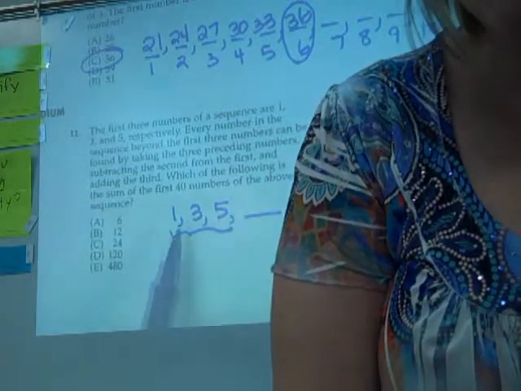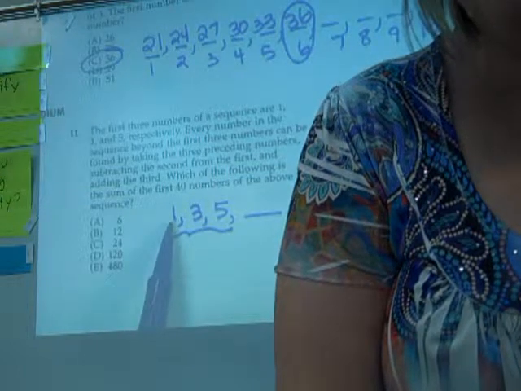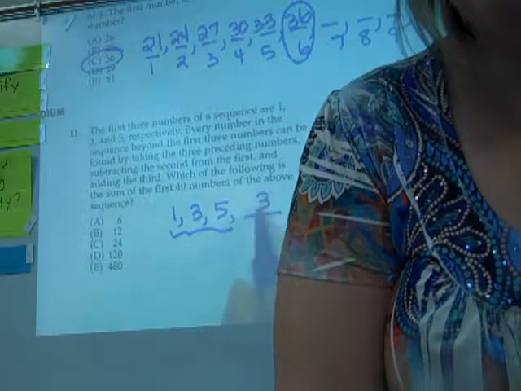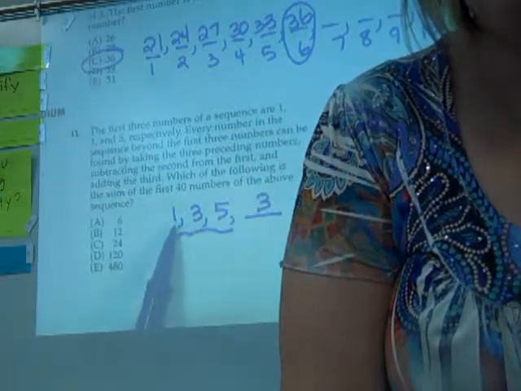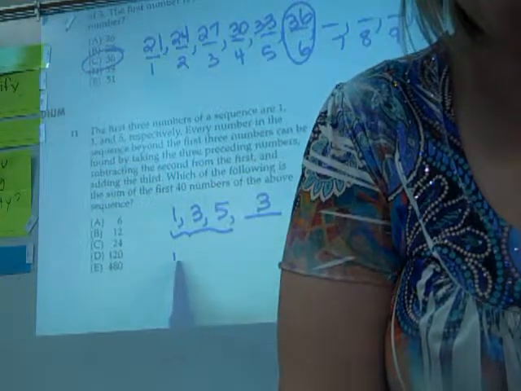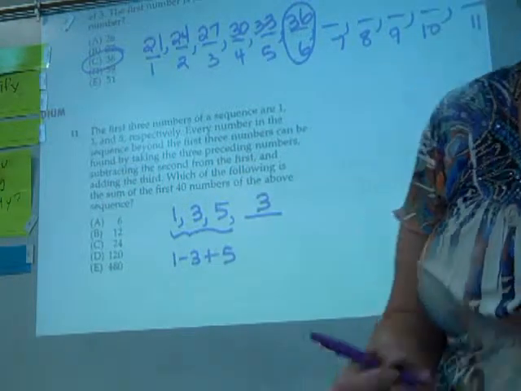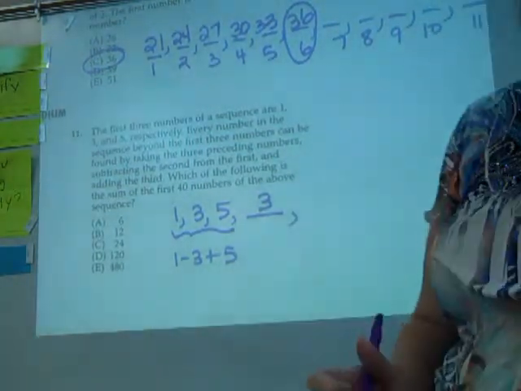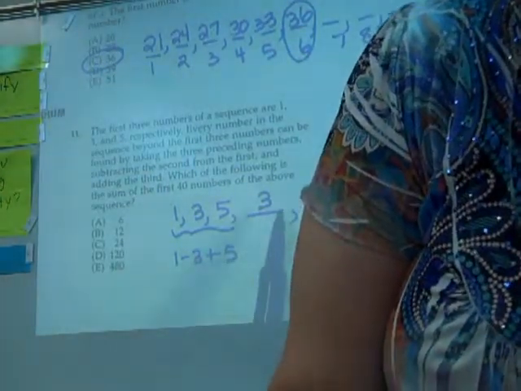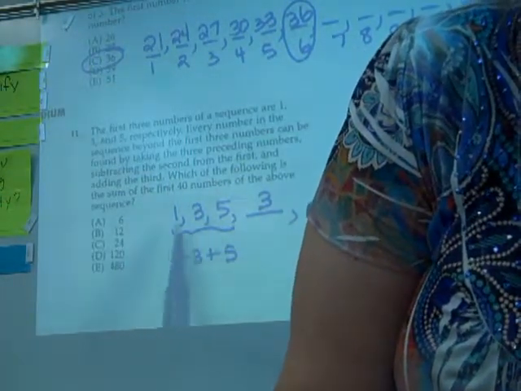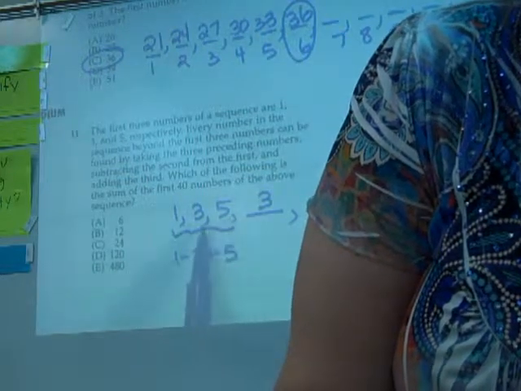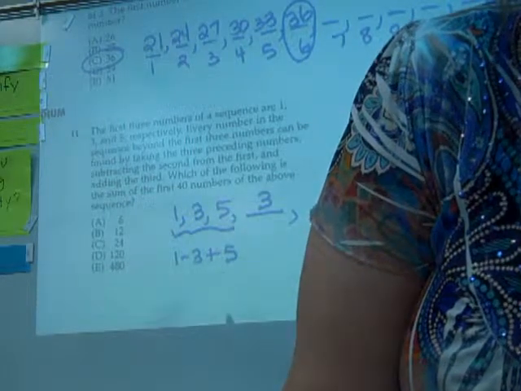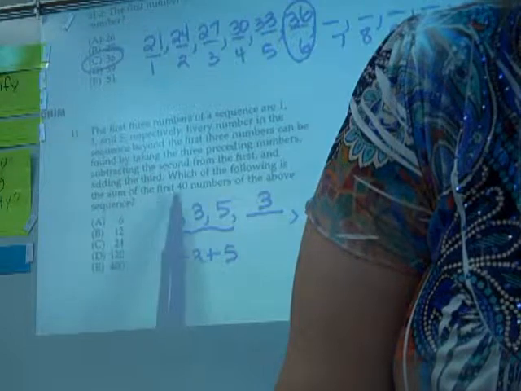So in this group of numbers, I'm going to subtract 3 from 1. That's going to give me -2. Plus 5 would give me 3. So you subtract 3 from 1 and add 5. So you're going to do 1 minus 3 plus 5. Right? That's what this says. This says that to find the next number in the sequence, you take the 3 preceding numbers, subtract the second from the first. So that means you're going to do 1 minus 3, and then add the third. And they want you to find the sum of the first 40 numbers.